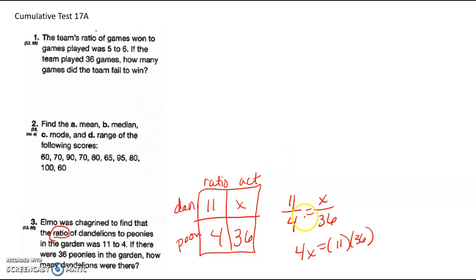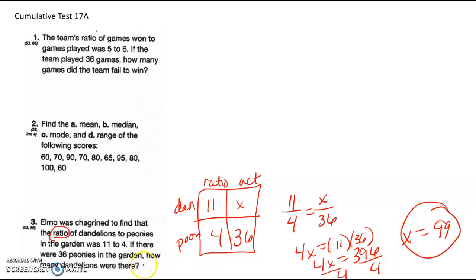Okay, so if 4x is equal to 396, I'm going to divide by 4 to get x by itself, and x is equal to 99. All right, let's go on to the next page.